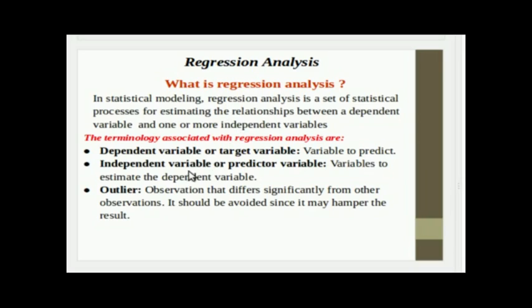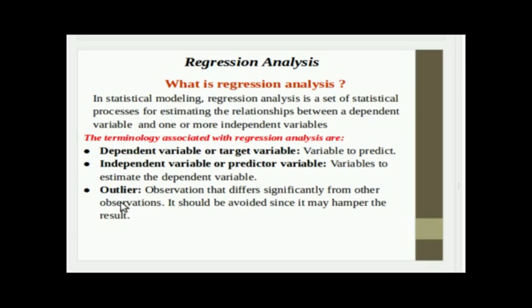The terminology associated with regression analysis is as follows. The dependent variable, or target variable, is the variable to predict, also known as the response variable, regressand or output variable. It is generally denoted by Y. The second term is the independent variable or predictor variable, the variable used to estimate the dependent variable, also known as the regressor or explanatory variable. It is an input variable, generally denoted by the letter X.